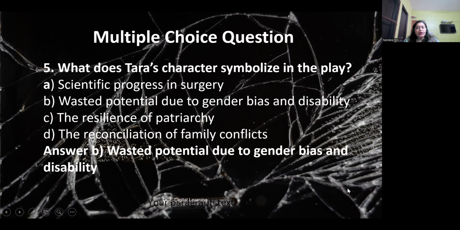What does Tara's character symbolize in the play? Scientific progress in surgery, wasted potential due to gender bias and disability, the resilience of patriarchy, the reconciliation of family conflicts. The answer is option B, wasted potential due to gender bias and disability.